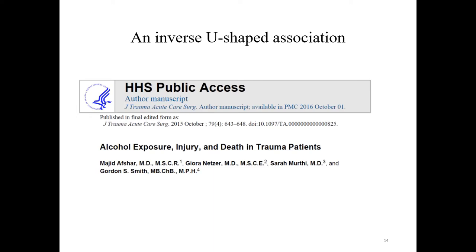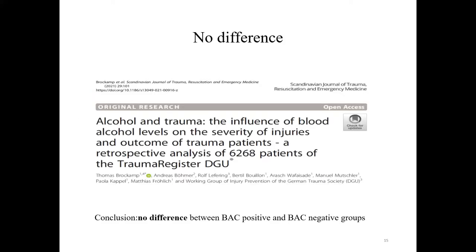And this is why I chose this subject, because it is very interesting: the outcome corresponds with a U-shaped curve, which means that moderate BAC increased mortality and very high blood alcohol content decreased mortality. Alcohol exposure by BAC groups was associated with both injury and in-hospital deaths in an inverse U-shaped distribution. Another study from Germany, published in 2021, reported no difference between BAC positive and BAC negative groups.